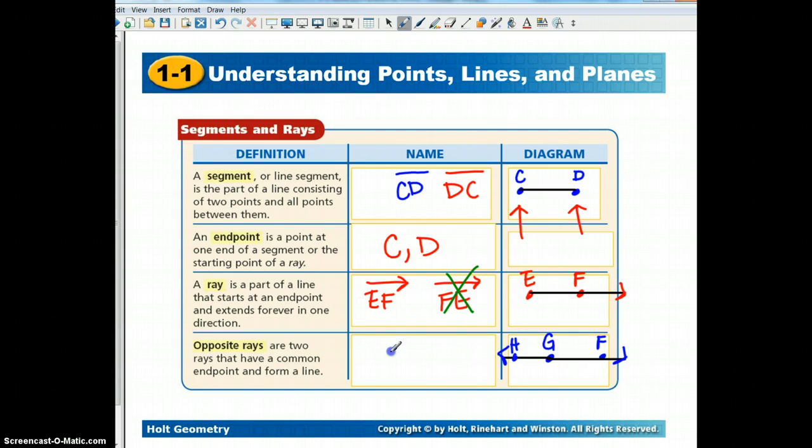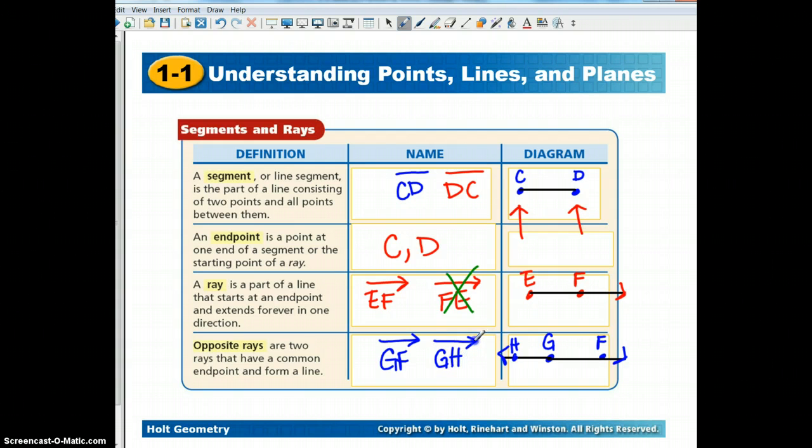So when I look at this diagram, although it looks like a line, and it does form a line, it was actually created with 2 rays. The first ray was ray GF. It started at G and went through F. The second ray started at G again, but went in the opposite direction through H.